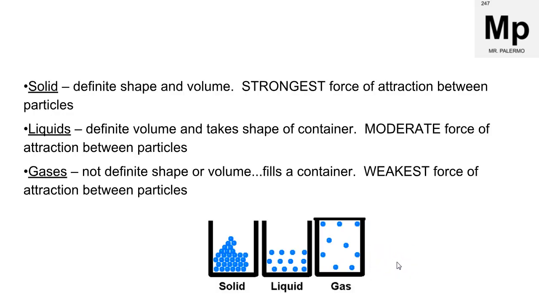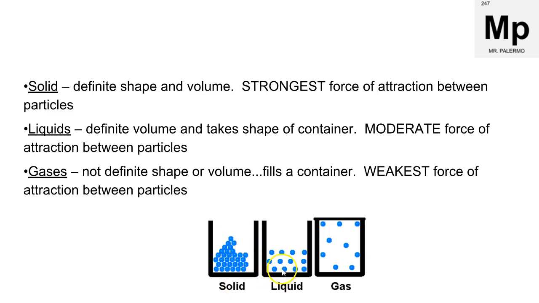Looking at our phases of matter, when we talk about solids, as you can see here, solids have a definite shape and volume. They have the strongest forces of attraction between the particles, and that's what keeps them together. They are moving, just kind of vibrating in place. There's not a lot of potential for movement for solids.